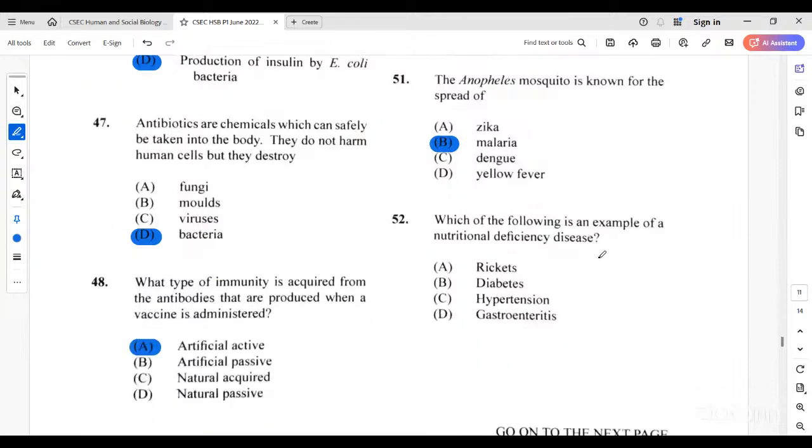Which of the following is an example of a nutritional deficiency disease? Rickets? Yes, straight away, yes. Nutritional deficiency disease means you are not getting it in your diet. You're not getting enough of it, if you're getting any at all. So rickets, 52 is A.